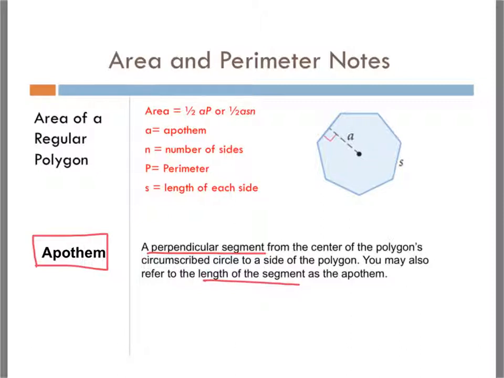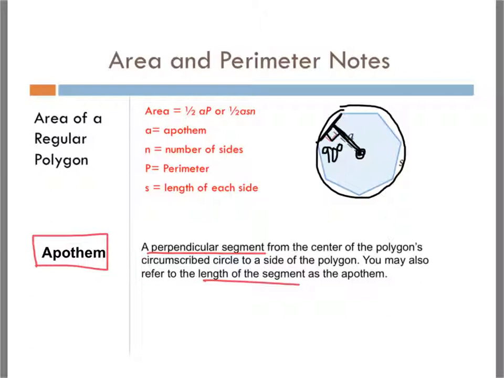So let's look at what this means in more detail. Let's say I have a circumscribed circle. All right, now I know my circle is not perfect, but if I go from the center of my circle to the side, I'm going to get a 90-degree angle, as in the side and this line right here, which we're calling the apothem, are going to be perpendicular. They're going to form a 90-degree angle.